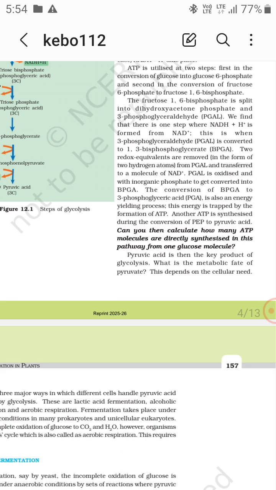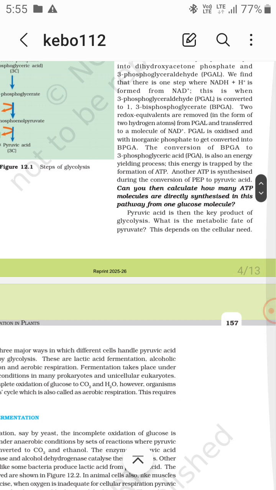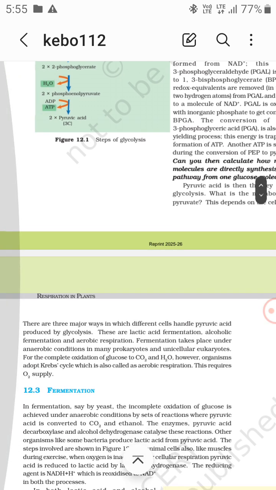How many ATP molecules are directly synthesized? 4 from one glucose molecule, and net gain is 2. Pyruvic acid is then the key product of glycolysis.